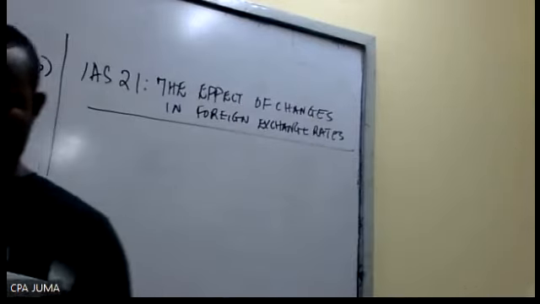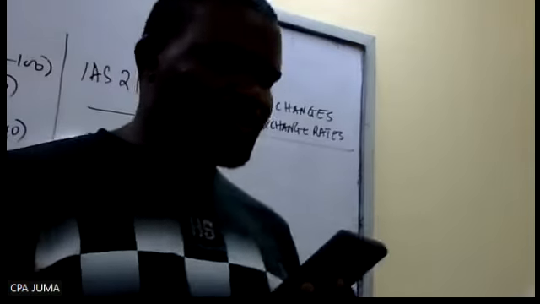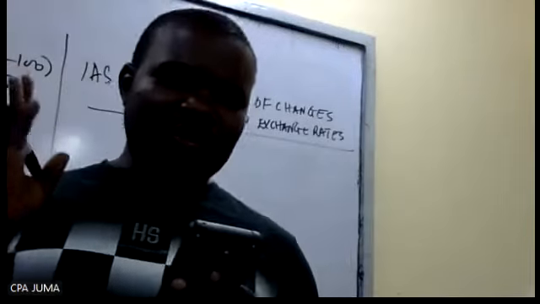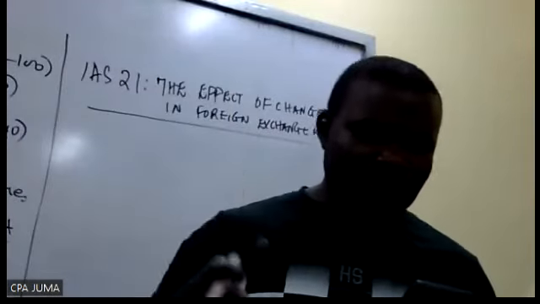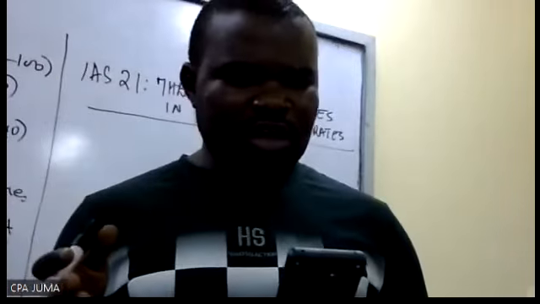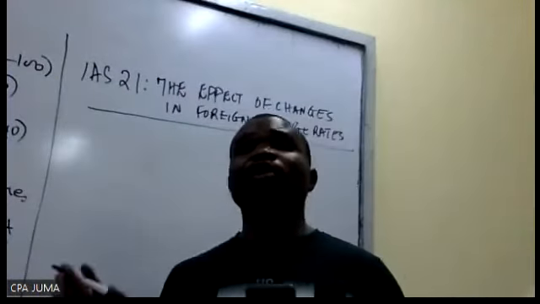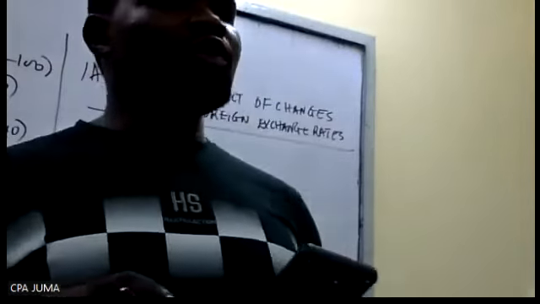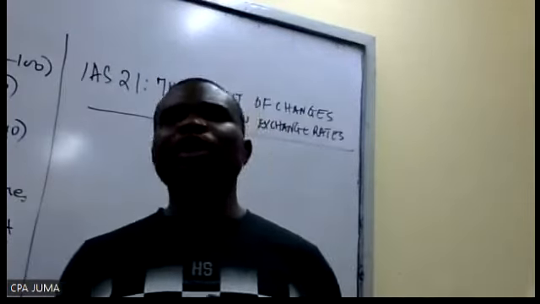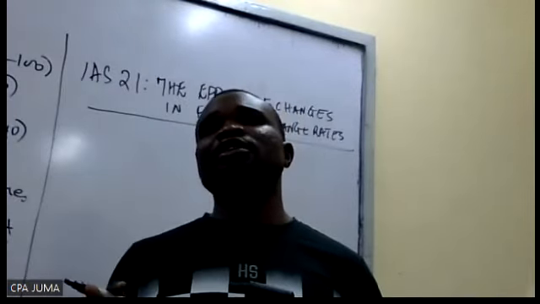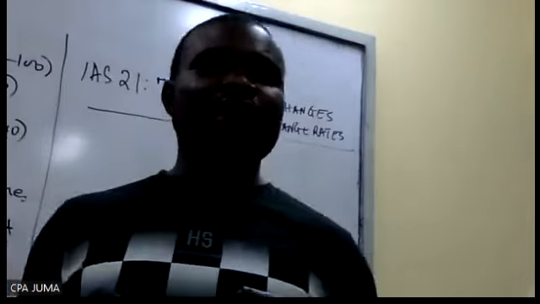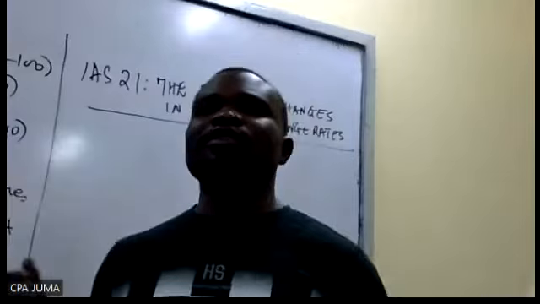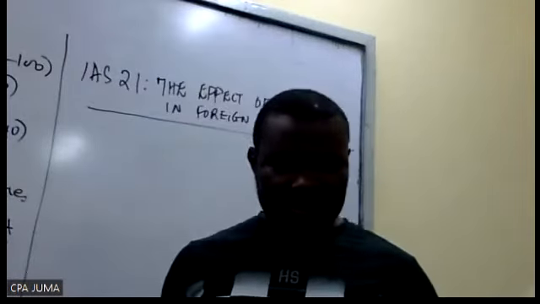So it says, and I read, the objective of IAS 21 is to prescribe how to include foreign currency transactions and foreign operations in the financial statements of an entity and how to translate such foreign operations. The objective of that standard is to enable the accountant to know how to account for foreign operations or foreign entities and how to include such foreign transactions in the books of the parent.